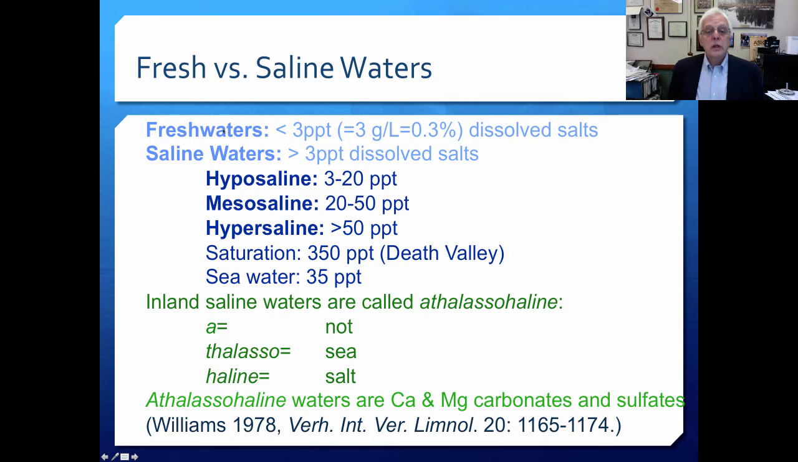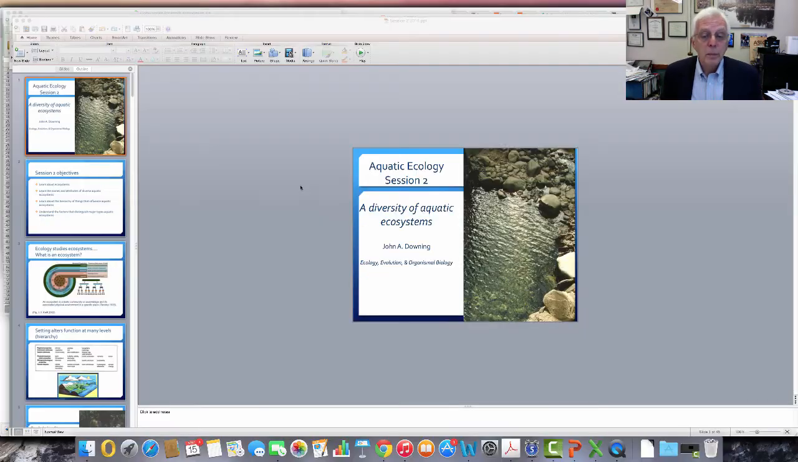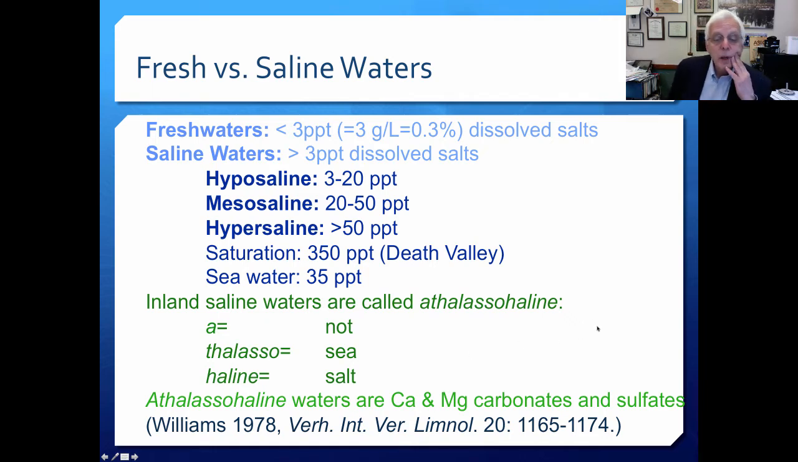Fresh waters are considered to be about 3 parts of salt per 1,000 or less, and that's about 0.3%. These are fresh systems. When you get into saline waters, saline waters are greater than 3 parts per 1,000 of dissolved salts. Now, there are a couple of terms here that are important to remember, and these would be hyposaline, mesosaline, and hypersaline. Now, hypo is like hypodermic, and that means under saline.